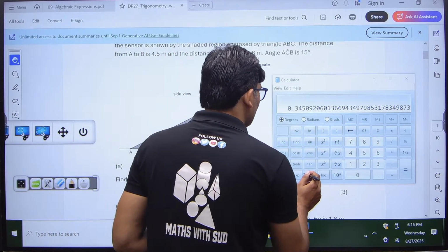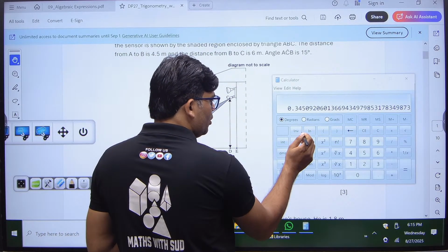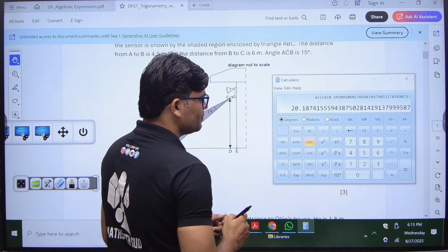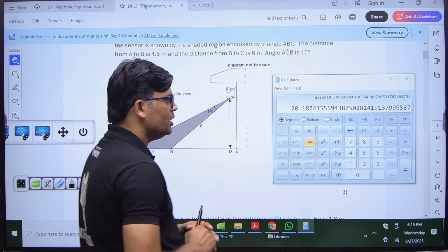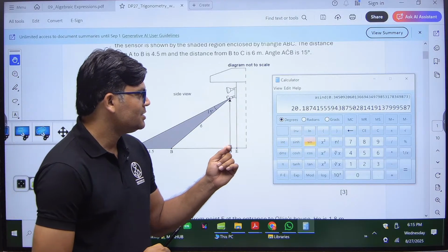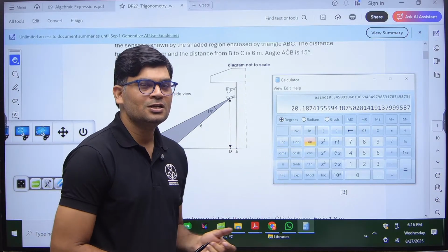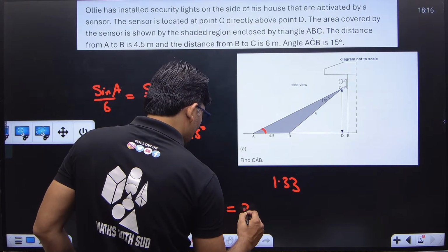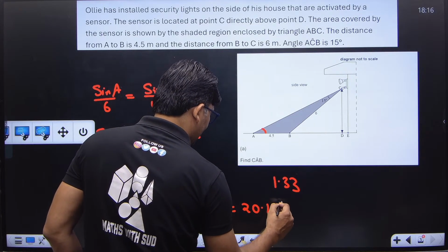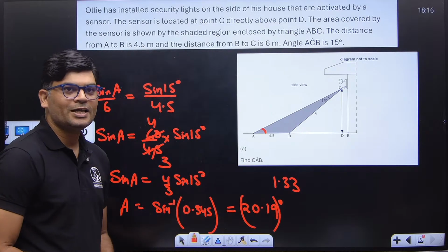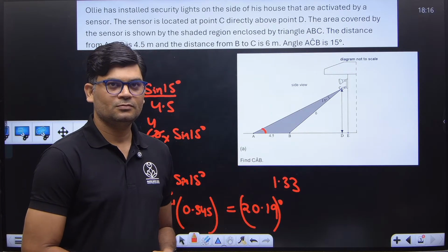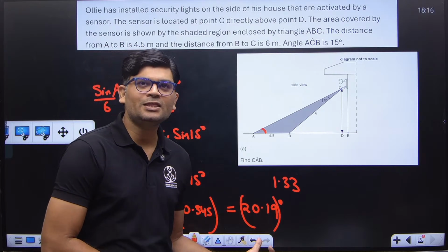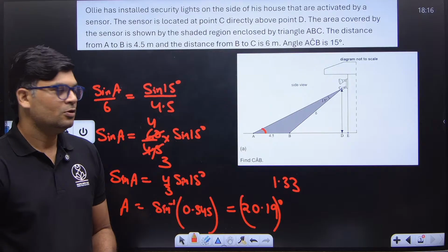So what I'm going to do now is click on inverse and then click on sine inverse. The angle that I'm getting is 20.187. If I want to write it in 2 digits, the answer will be 20.19. I am getting 20.19 degree. Do you have an answer for that as well? Yeah, it's the same. Our teacher wrote 20.2. If you round off to the nearest tenth, then it is 20.2. Yeah. Okay.